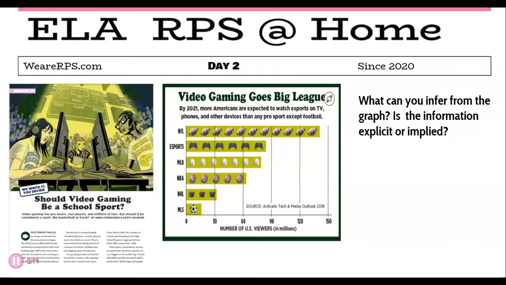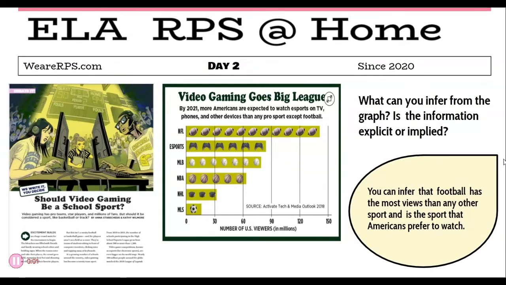So when looking at the graph, I see on the left-hand side all the sports: NFL, esports, MLB, NBA, NHL, and MLS. Then at the bottom, I see the number of US viewers in millions. Having not read the article, knowing that this has to do about video gaming and some type of connection that they're going to try to make between video games and sports, I'm going to assume that the information in this chart has to probably do with just first how popular certain sports are, and based off of the amount of views, which one would most likely be used as a video gaming sport.